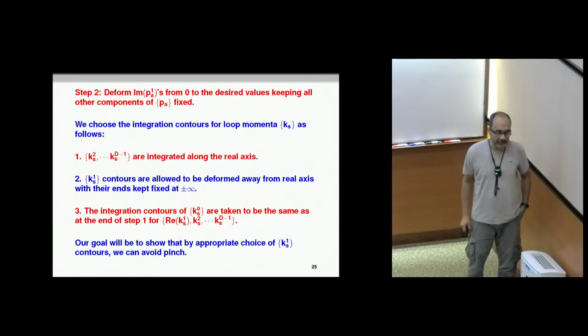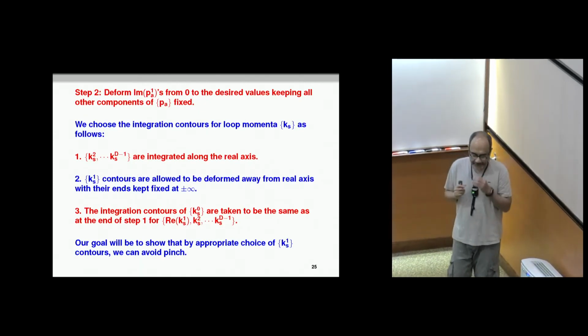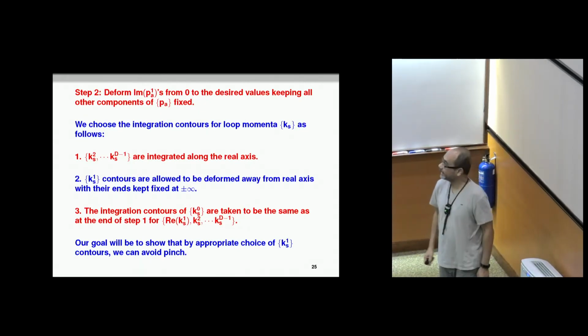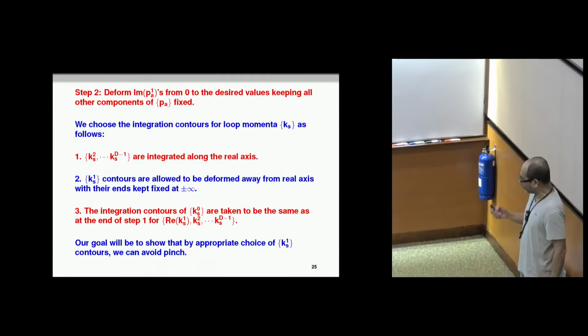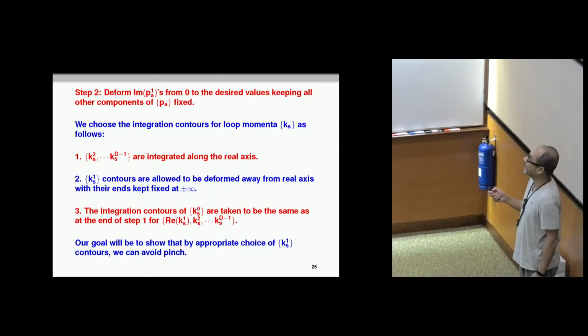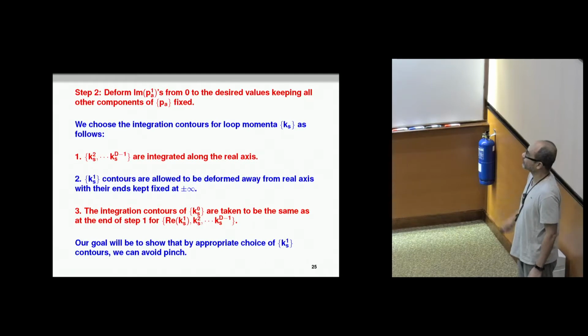Now we come to step 2. Here the argument will be somewhat more involved, so let me try to see how far I can explain. In step 2 we are supposed to deform imaginary P1 from 0 to the desired values. And during this deformation we keep all other components of the Ps fixed.